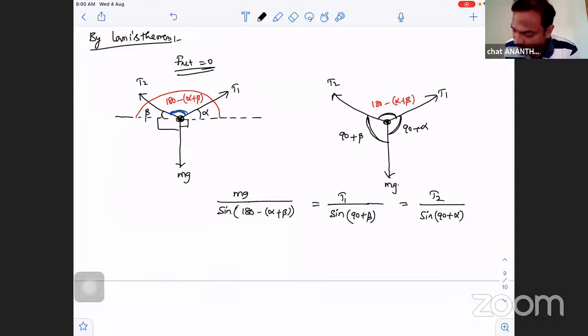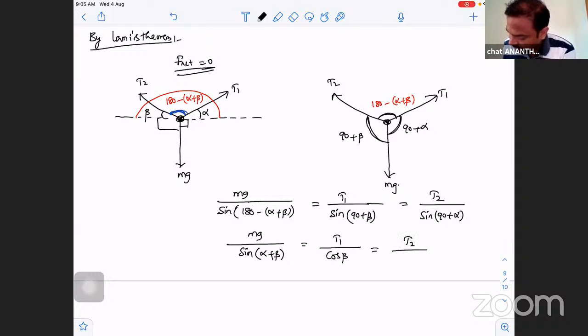Okay, so I can write down this one as mg by sine of 180 minus theta, sine theta only. So sine of 180 minus alpha plus beta will become sine of alpha plus beta. T1 by sine of 90 plus theta. 90 plus theta means second quadrant, so sine of 90 plus theta will be positive. So sin 90 will become cos, so then this is cos beta. Then T2 by sin of 90 plus alpha will become cos alpha.